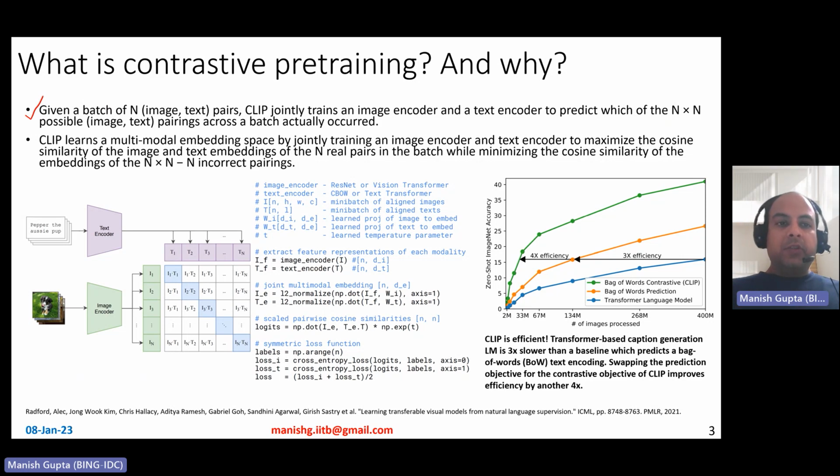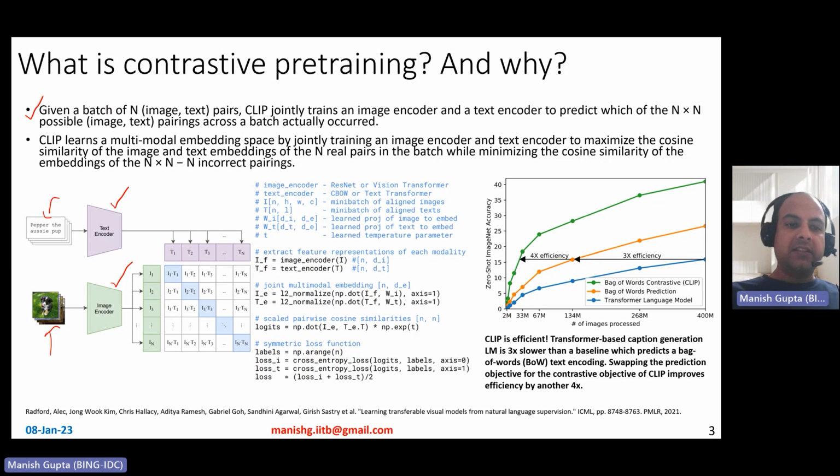Okay. More specifically, you train an image encoder and a text encoder together. So there is a caption, you train a text encoder to come up with an embedding for the caption and an image encoder to come up with an embedding for the image. In a multimodal embedding space, you essentially try to jointly train this image encoder and the text encoder so as to maximize the cosine similarity of the image and the text embeddings of the n real pairs in the batch while minimizing the cosine similarity of the embeddings of the remaining n square minus n incorrect pairings.